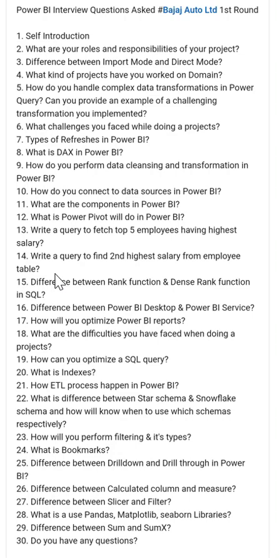Next question is the 14th, write a query to find the second highest salary from the employee table.